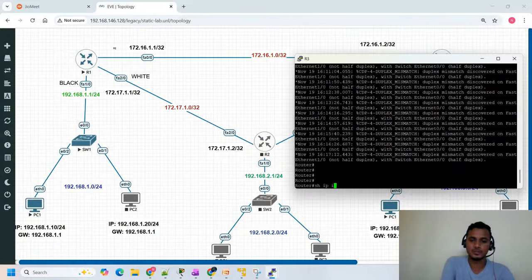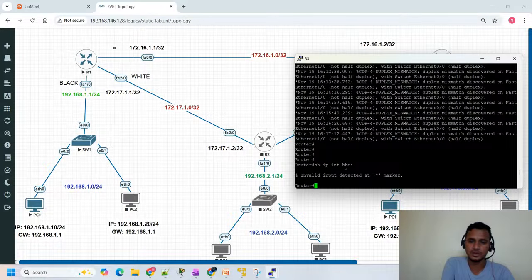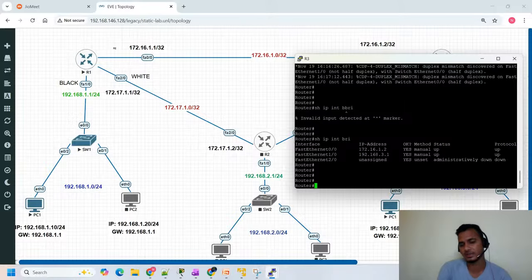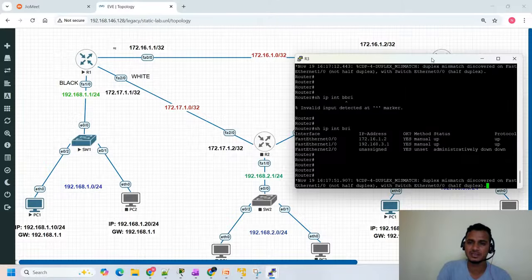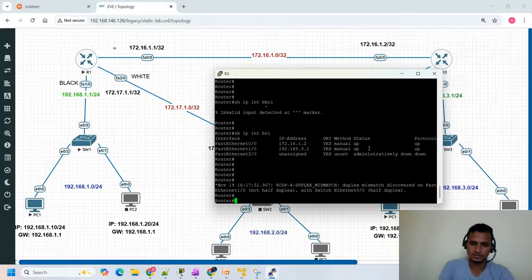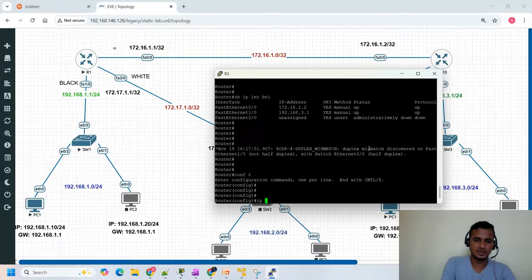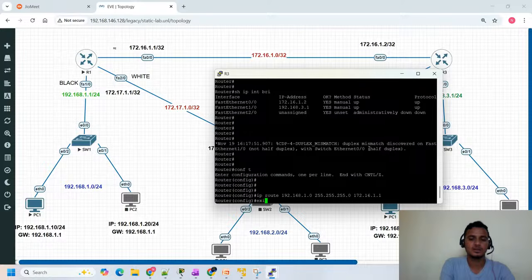Show ip int brief. If you see here, this is our router 3. I'll quickly configure, guys, because it becomes a very lengthy session. So configure terminal, ip route, to reach 192.168.1.0, and the subnet is 255.255.255.0. The next hop ip address is 172.16.1.1. I'll just hit enter, and exit.